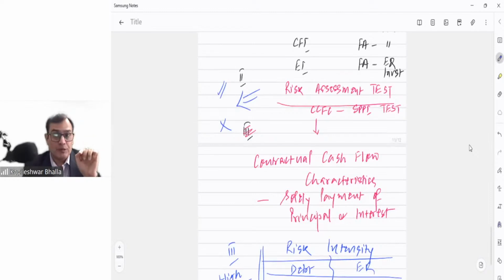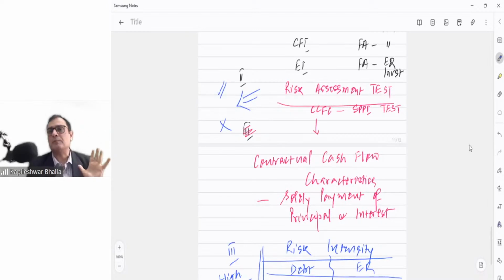Step number 2, which is risk assessment, is throwing light on whether a risk is present or not. It is checking the presence or the absence of a risk. And whether it's a debt investment or an equity investment, it's a common test which you are going to apply. The name of the test is the CCFC SPPI test. CCFC stands for contractual cash flow characteristic, comprising of solely the payment of principal and interest.